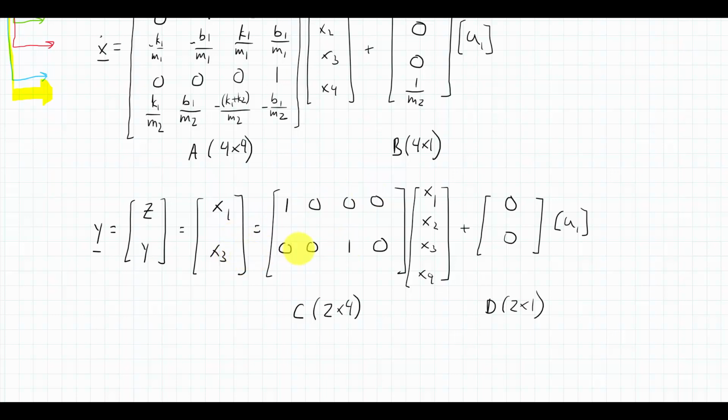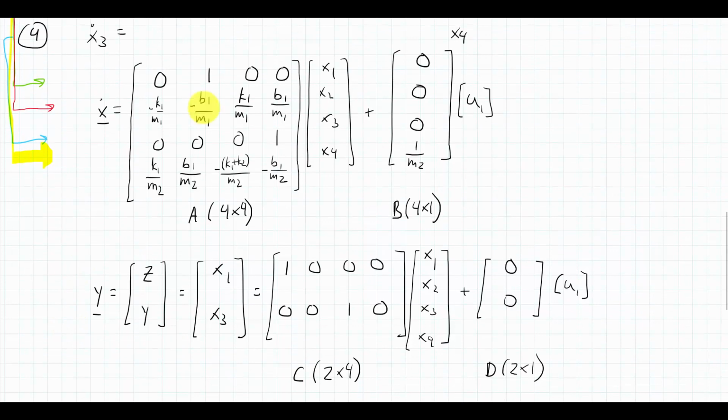For the second row, it must equal x3. 0, 0, 1, 0 will do that for the C matrix. And again, a 0 in the D matrix because there's no u1 for my second observable x3. So in total, that is what I get for my state space form, my state space model for this 2 degree of freedom system.